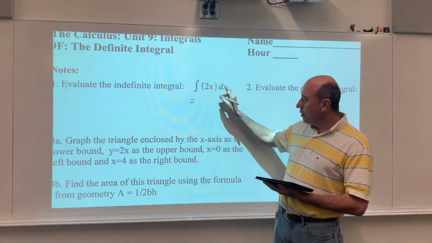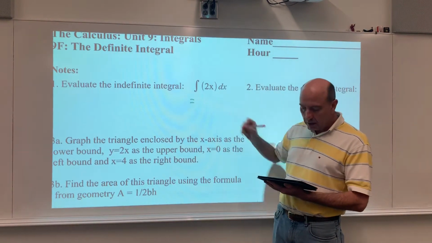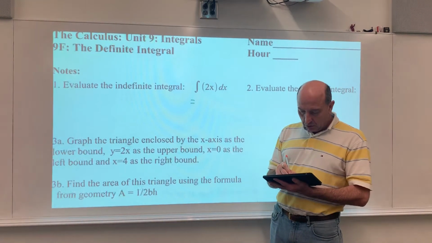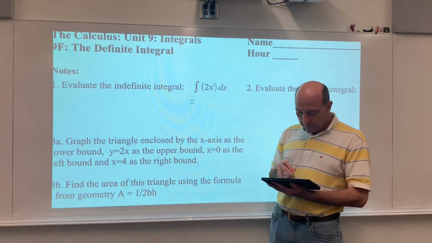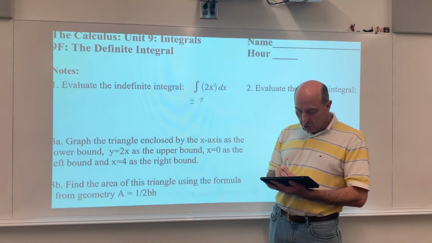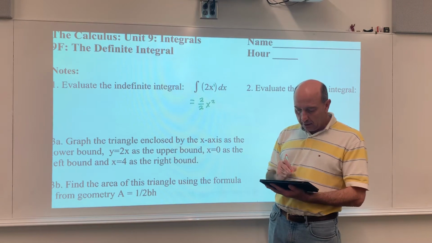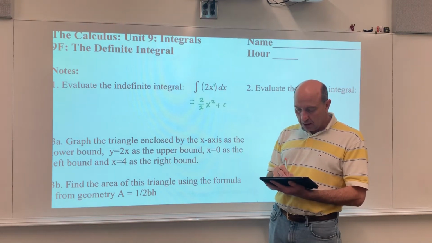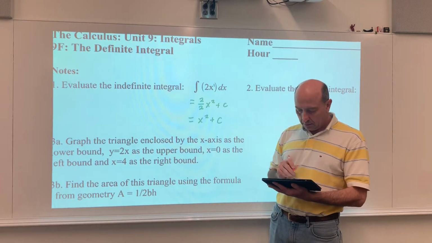It's written appropriately, so we can simply use the inverse power rule. It's 2x to the first, so it's 2 over 2 x squared plus c for good measure. So my final answer is x squared plus c.